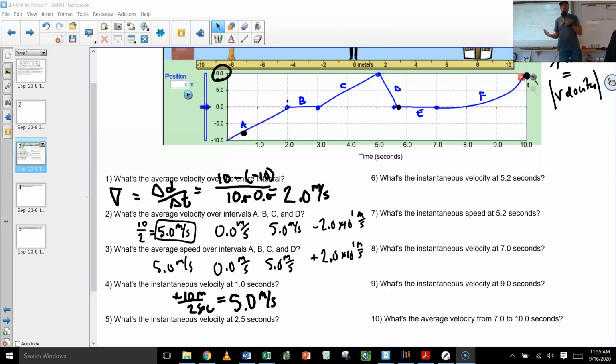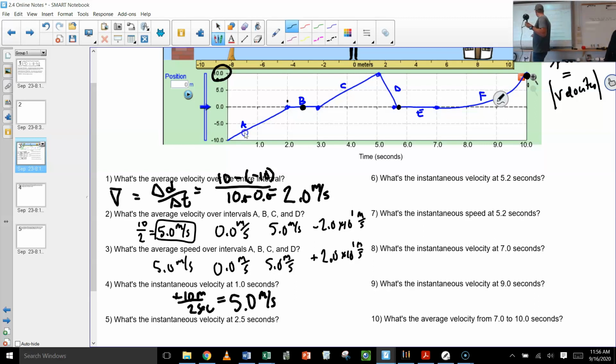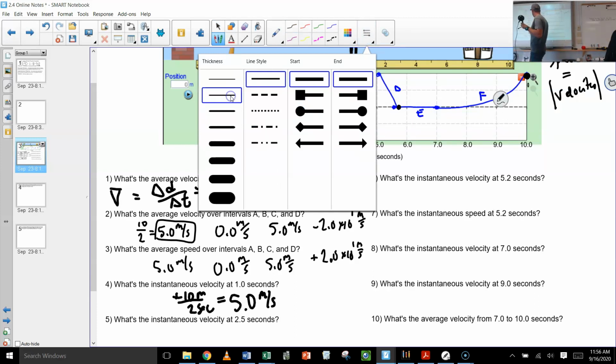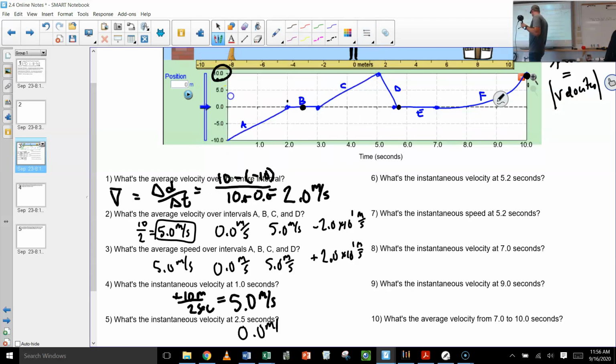The next question says, what's the instantaneous velocity at 2.5 seconds? So now I'm going to look over here at the 2.5 second mark, and the velocity there is 0. The instantaneous velocity here is still 0, because everywhere on the entire interval, the slope is equal to 0. If I were to go at 0.25 seconds, the slope of that tangent is 0. If I go over here to 0.75 seconds, the slope of the tangent line is still 0.